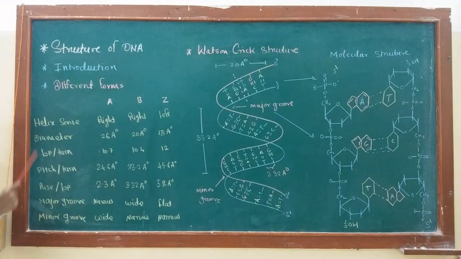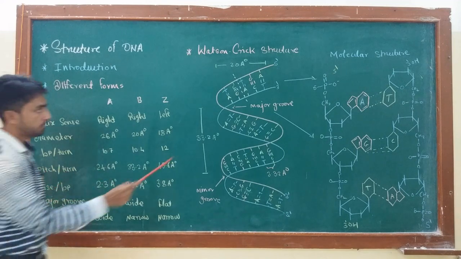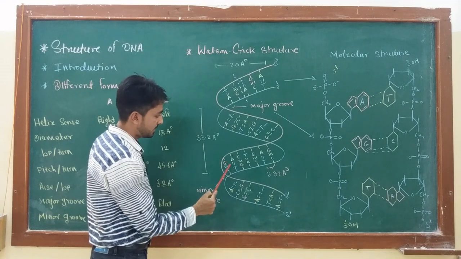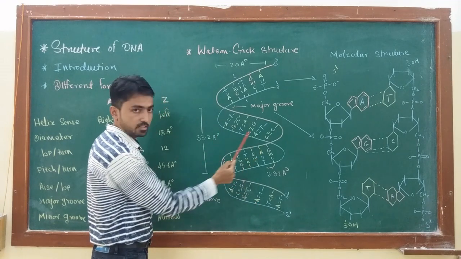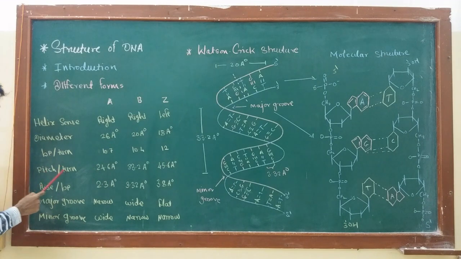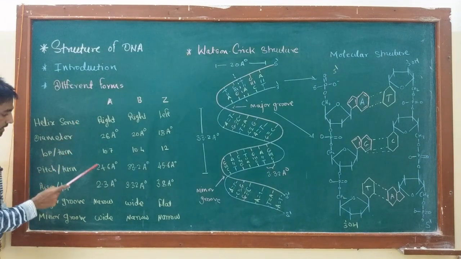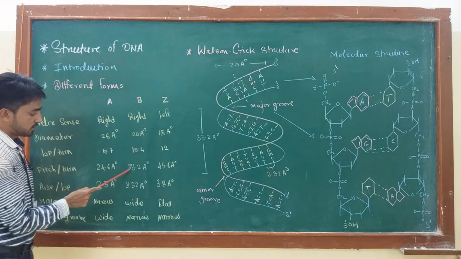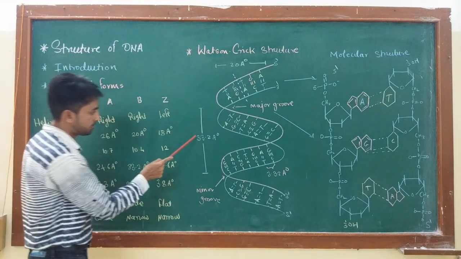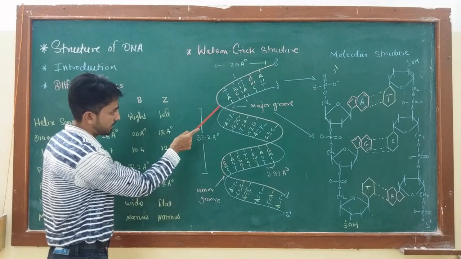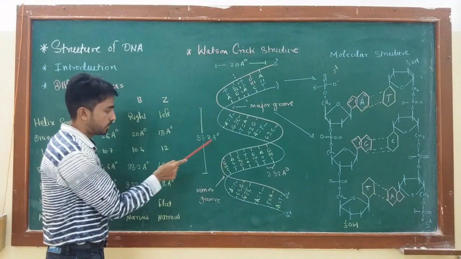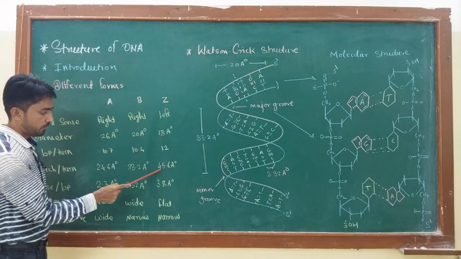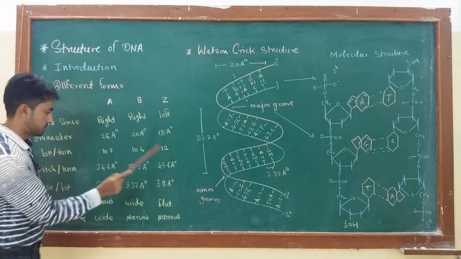Now, pitch per turn. What is pitch per turn? If I draw an imaginary axis from the center of DNA, then the distance traveled in a single turn is nothing but the pitch per turn. Actually, in the case of A DNA, it's 24.6 angstrom, while in the case of B DNA it is 33.2 angstrom. Here you can see that the distance traveled by DNA in a single turn is 33.2 angstrom in the B form, while the Z form travels 45.6 angstrom.